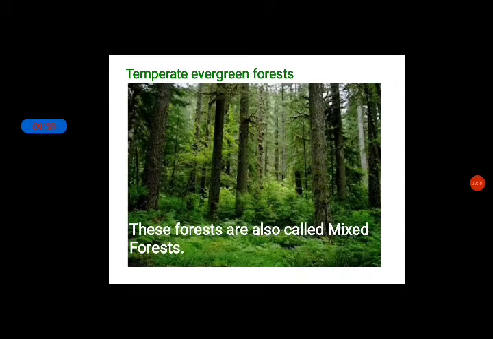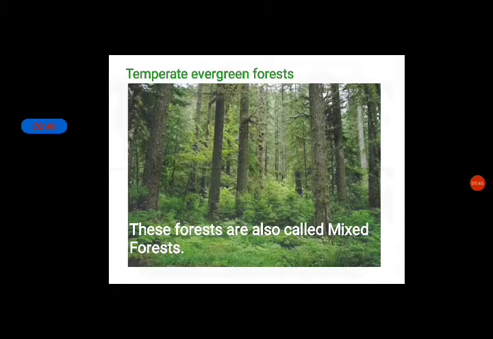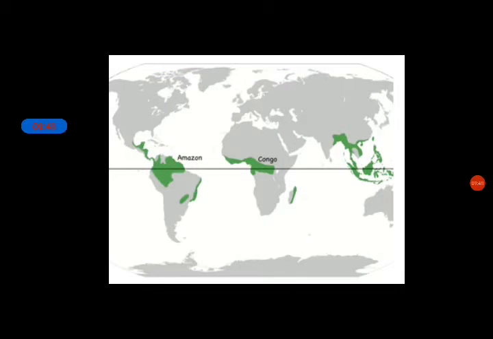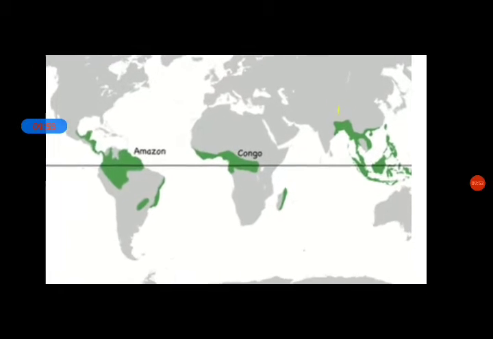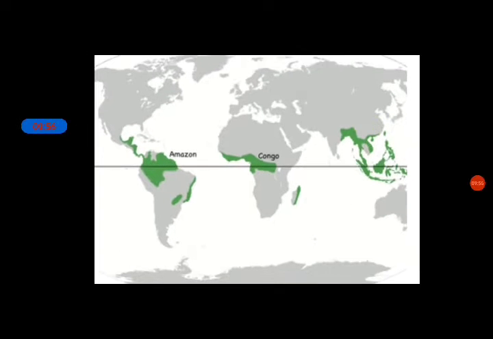Now, we will discuss the temperate evergreen forest. These forests are also called mixed forest. Students, in these regions we can find these forests. Can you identify the places which are related to them? Students, these are the parts of Northern America, Central Africa, and the lower part of Asia, meaning the southern part of Asia, which are related to islands only.